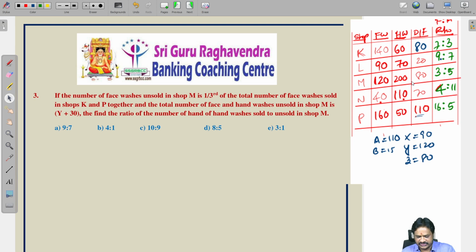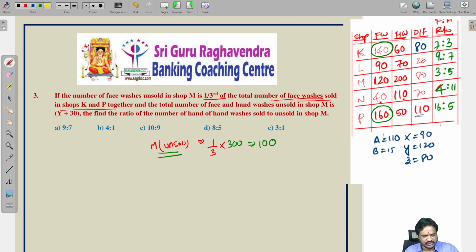If the number of face wash unsold by M is 1/3 of the total face wash sold by K and P together. So, M unsold value is 1/3 of the total face wash sold by K and P. K face wash sold 140 and P face wash sold 300. So, 1 by 3 of 300 will give 100. This is M unsold value.